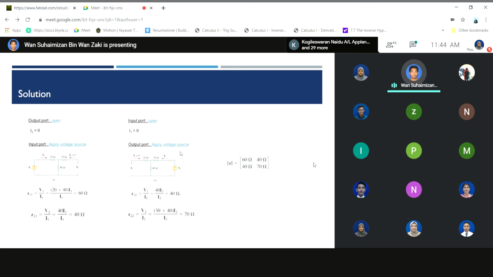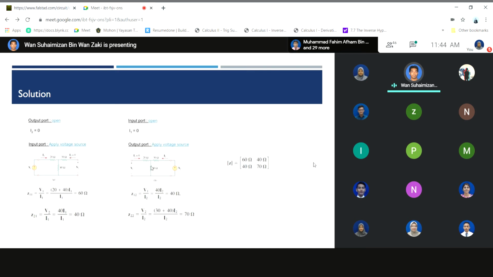The same at the second test, you need to set I1 equals to 0. It means that at this port, you remove the voltage source. From here, you apply the voltage source at port number 2. So the current I1 will be 0. Next, determine Z12. Z12 is the ratio between V1 over I2. So where is your V1? Although you open circuit at port number 1, only the current will be 0. But your V1 is still there, because V1 refers to this branch.